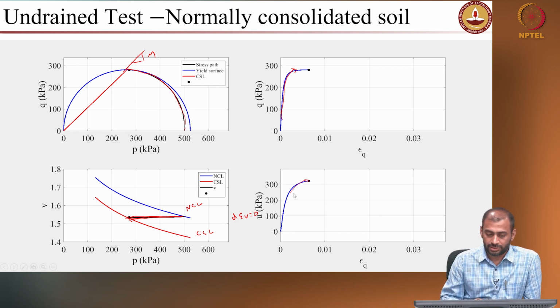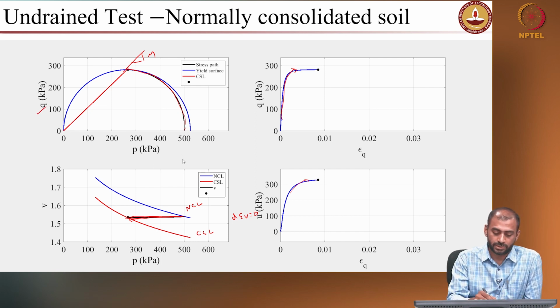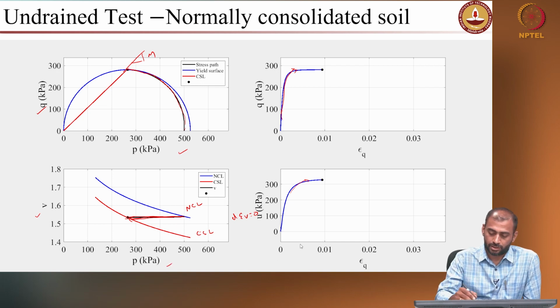So, again this is a prediction that is obtained using the modified Cam-clay model, right. So, you have q versus p prime, specific volume versus p prime, stress versus strain, and pore pressure versus strain. So, you have all these 4 plots.